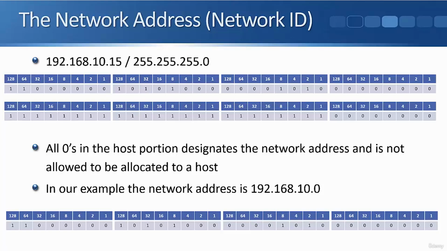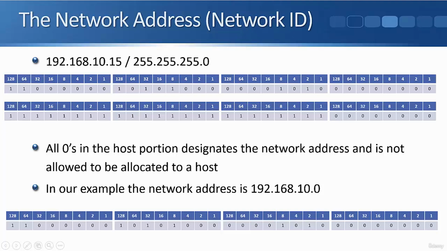All zeros in the host portion designates the network address and is not allowed to be allocated to a host. Remember, we just said a minute ago that there's two particular addresses that cannot be assigned to a host. The first one of those is all zeros in the host portion. That designates the network address or the network ID. In our example, the network address would be 192.168.10.0.